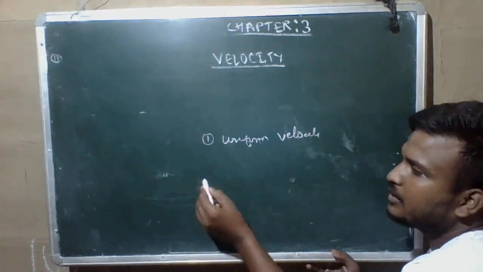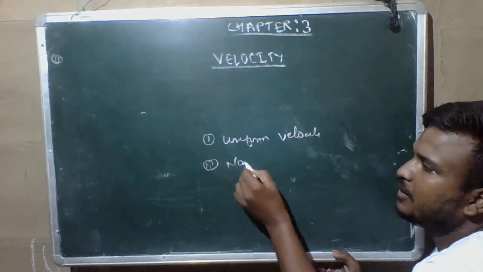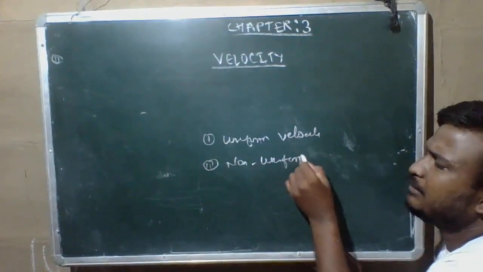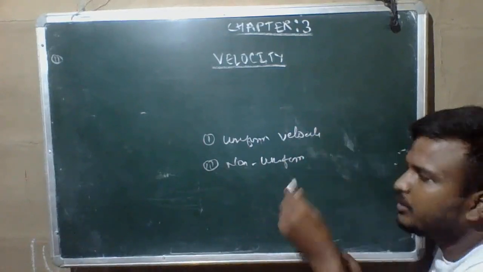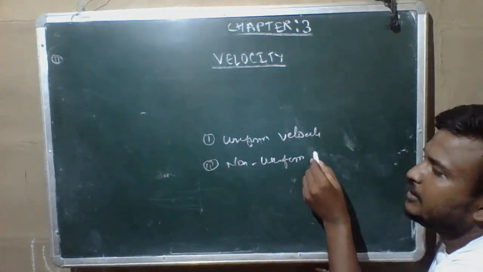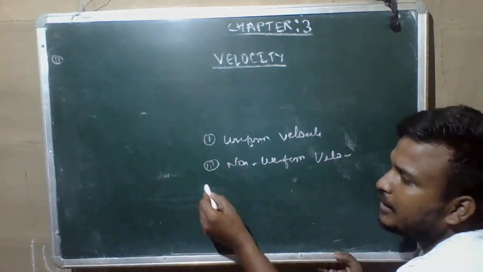So non-uniform velocity is also done. Here the body moves in a straight line, but in the previous case, in the speed case, the body does not move in a straight line. Uniform, non-uniform velocity. Third one, what is there?